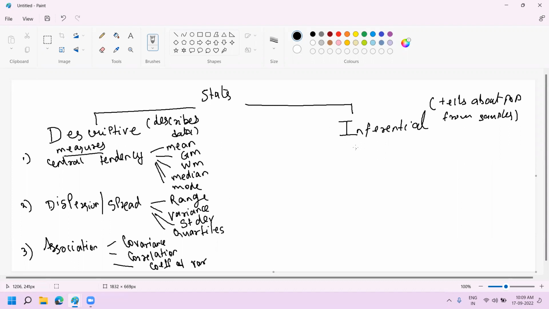Then inferential statistics. There are only two measures in this. What are they? Estimation. Estimation again has two categories. One is point estimation, and the other is range estimation. Okay. And the last one under inferential statistics is hypothesis testing.